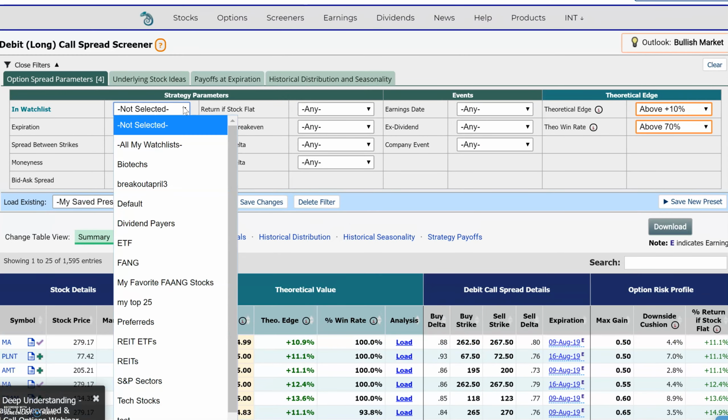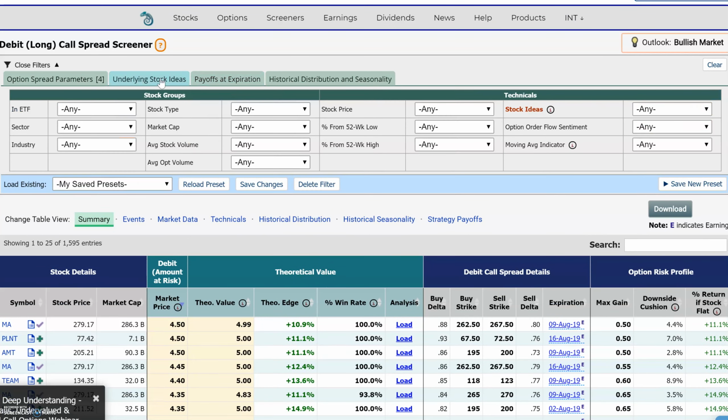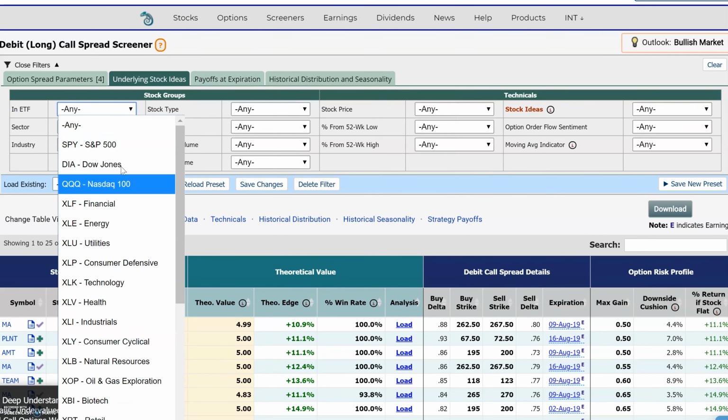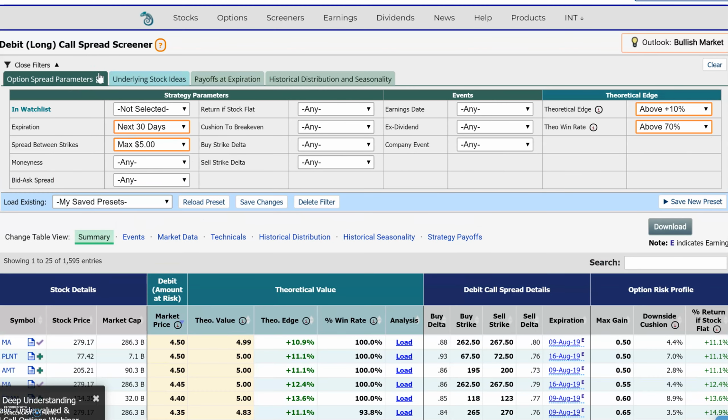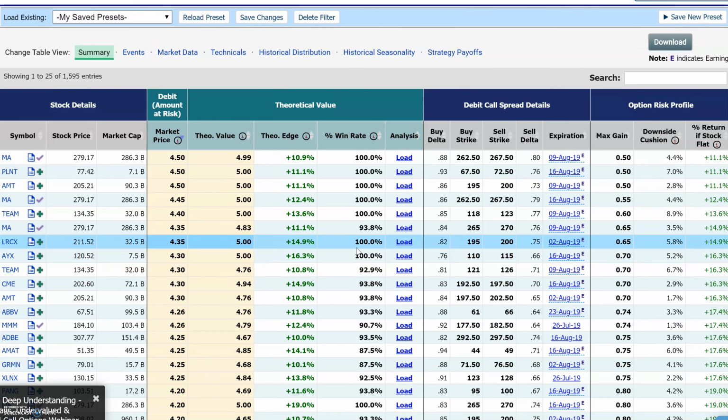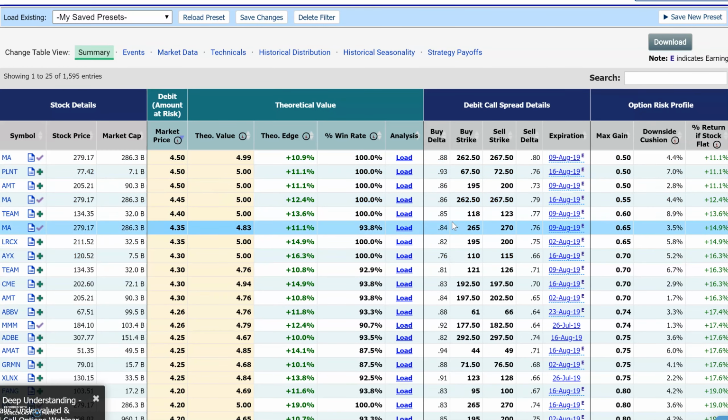You could also just look for stocks in your watch list if you wish, or you could pick stocks that belong to a certain ETF, members of an ETF or sector, and you have all these other options like market cap, average volume, stocks at their 52-week low or high, and you could also use some technical indicators. But let's just move on with this example.